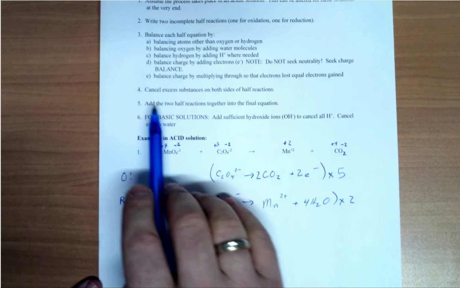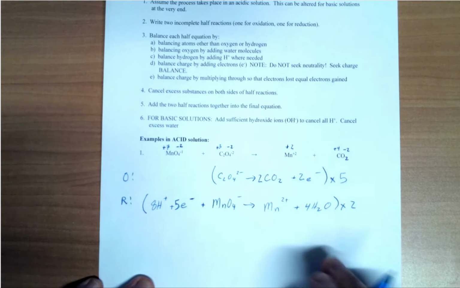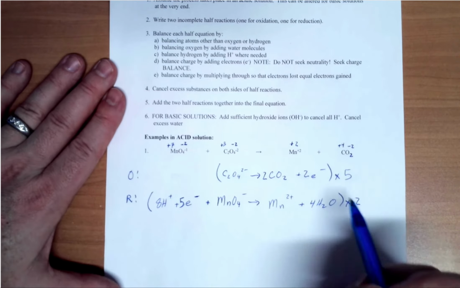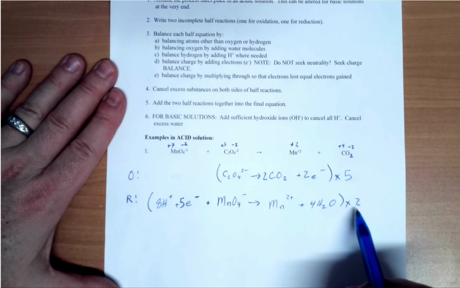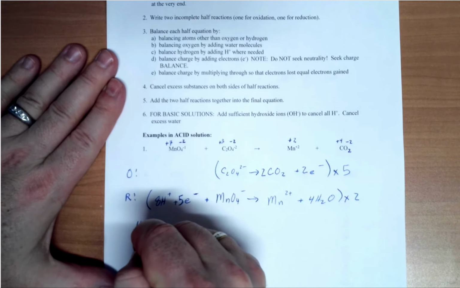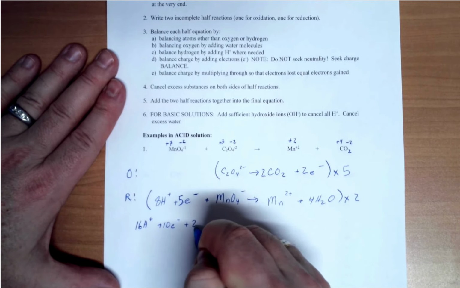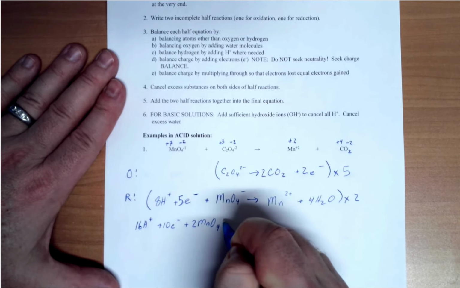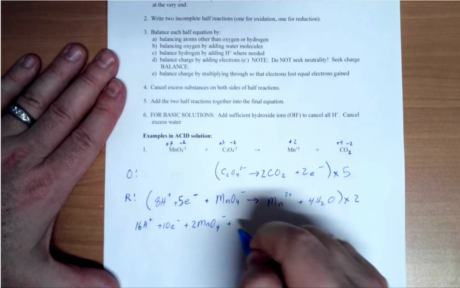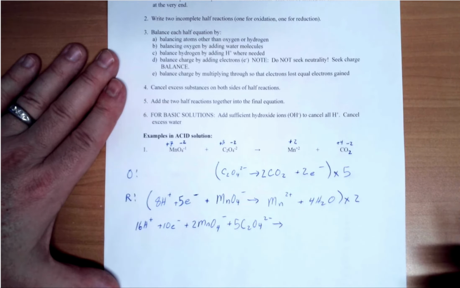So we're going to add the reactions, and we're going to cancel excess substances on both sides of the half reactions. So you just got to be really careful when you're doing this. I need to distribute the 5 into everything. I need to distribute the 2 into everything here. So I'm going to go 16 H pluses plus 10 electrons plus 2 manganese with that. And then I still need this guy. Plus, this time it's a 5 coming in, 5 C2O4 2 minus. Goes 2.